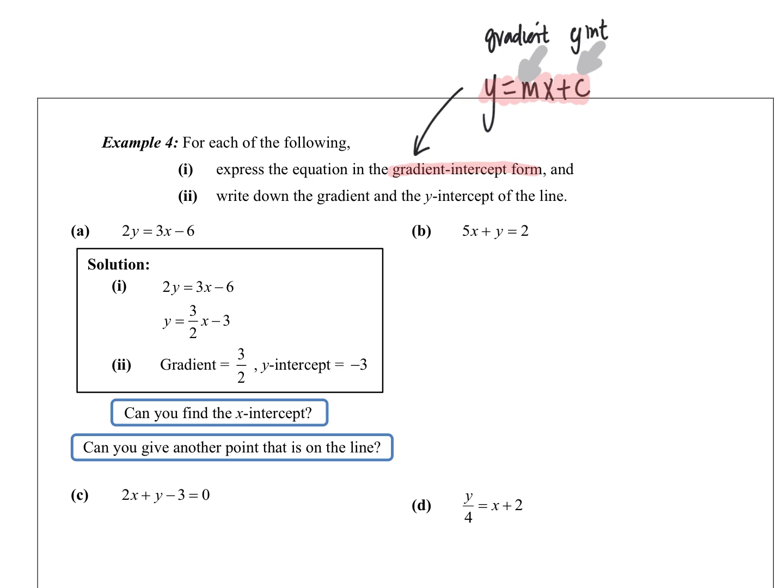So first thing first, remember we always want to keep the y here. Don't change position. So y stays here, 2 stays here. Bring the 5x to the other side. Okay, so bring the 5x to the other side.